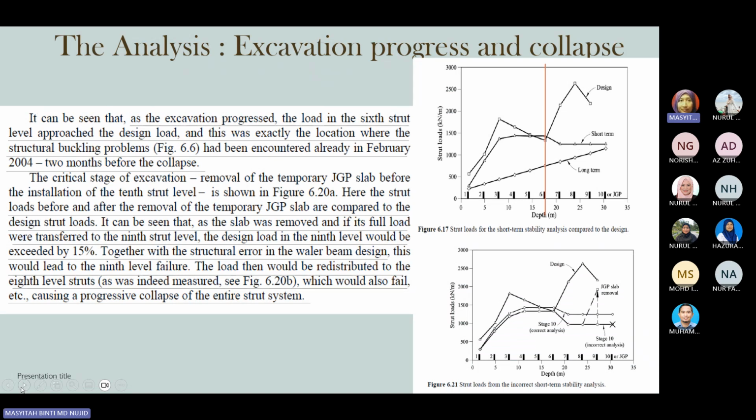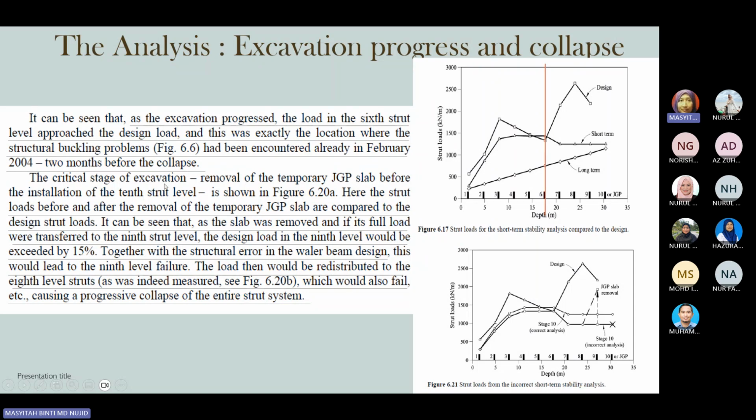So in the analysis of the excavation progress and collapse, you can see here that strut load number 6 is actually showing us the critical point that started to collapse. This is what they found from the original design itself. And again, if you compare to the short-term and long-term stability, it isn't shown by the design curve line. With the excavation progress, the load at the 6th strut level approached the design load, and this was exactly the location where structural buckling problems had been encountered in February 2004, 2 months before the collapse.